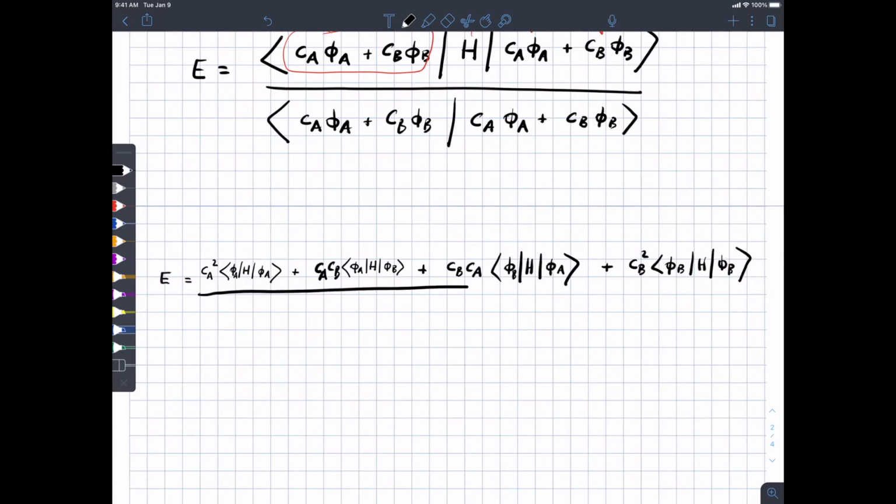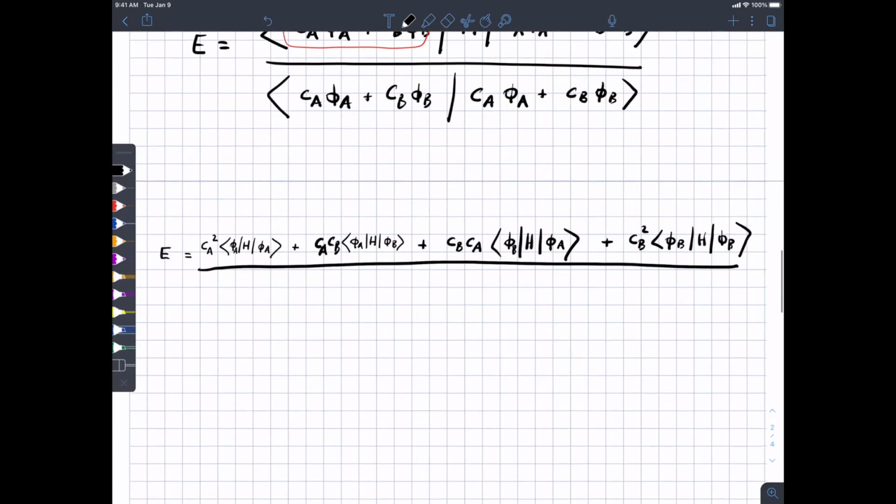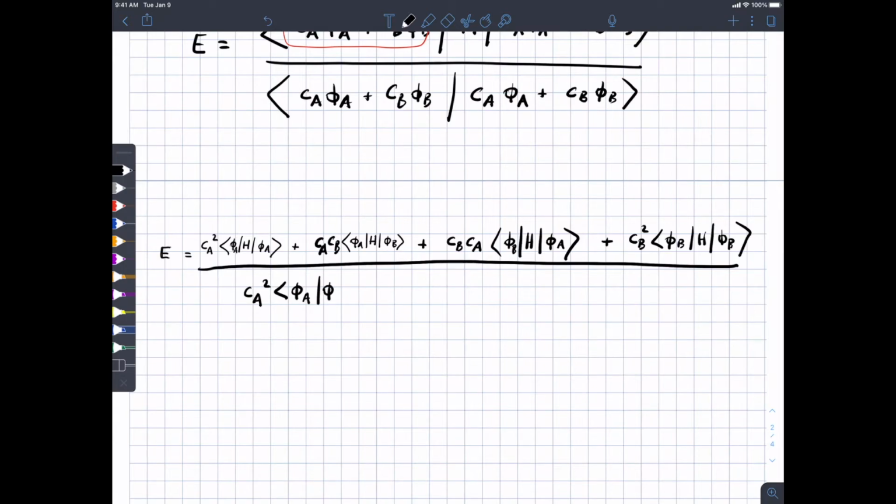So that's what our numerator is. And the denominator is going to look very similar, only we don't have the Hamiltonians. So there's going to be a CA squared term, which involves wave function A multiplied by itself and integrated over all space. There's going to be a CA CB term with wave function A multiplied by wave function B and integrated over all space. There's a CB CA term with wave function B multiplied by wave function A and integrated over all space. And then lastly, there's a CB squared term.